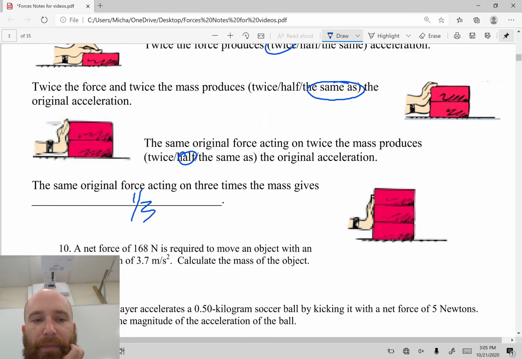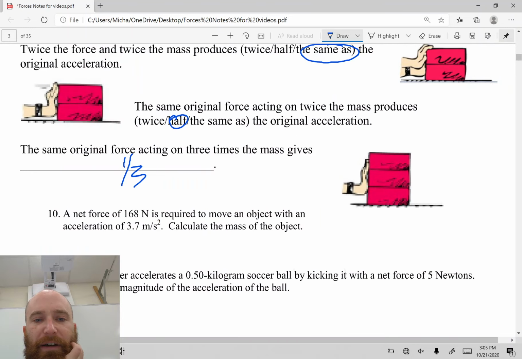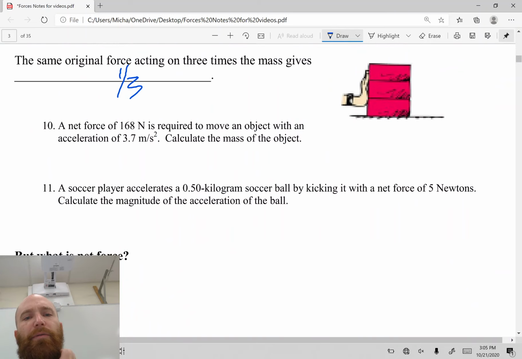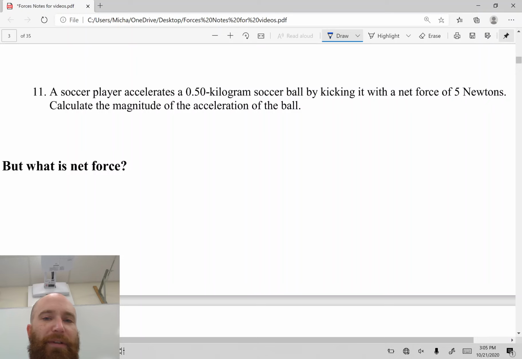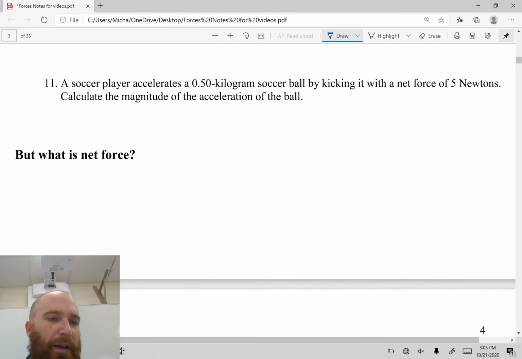Cool, that's it. I'm going to jump past 10 and 11. We did one of them in class. Again, I think I threw it at you very quickly, but it's also so simple compared to what we have to be able to do that it's almost not worthwhile. I mentioned this net force, but what actually is net force?